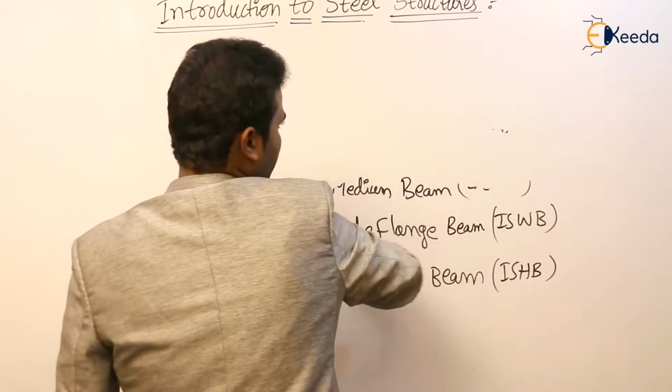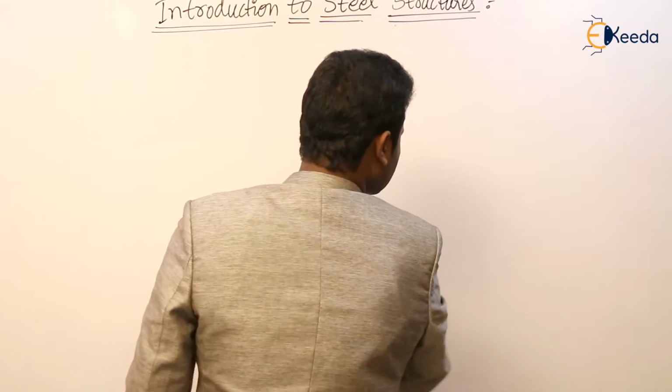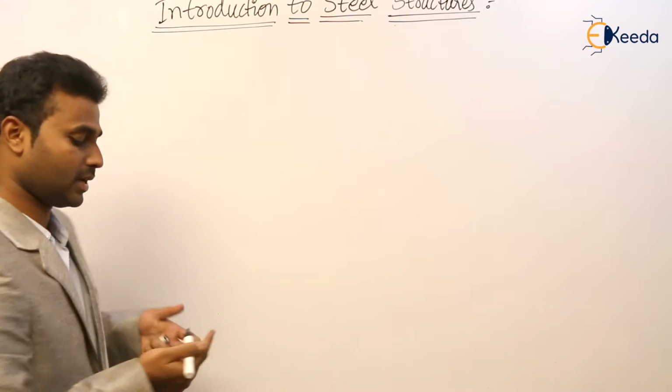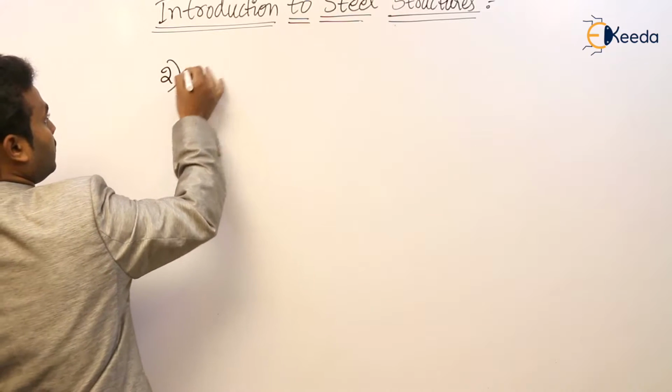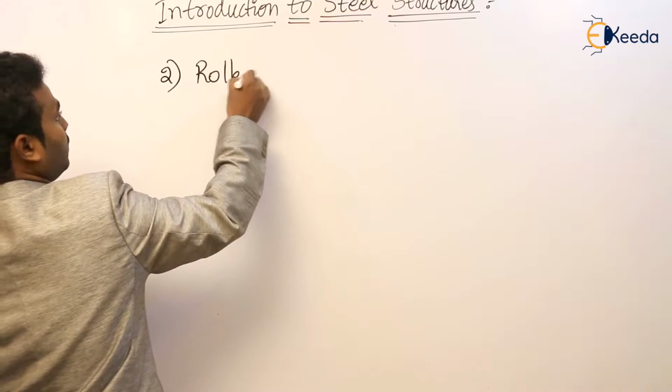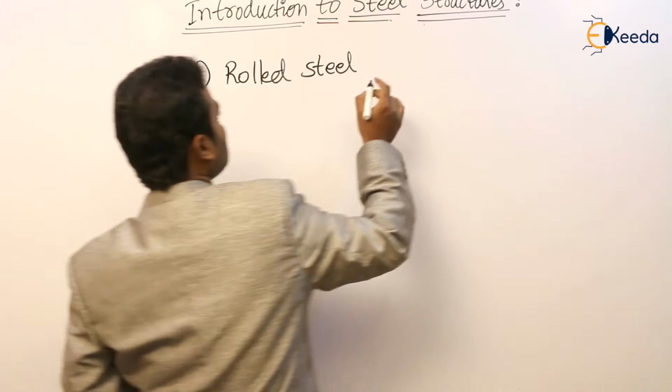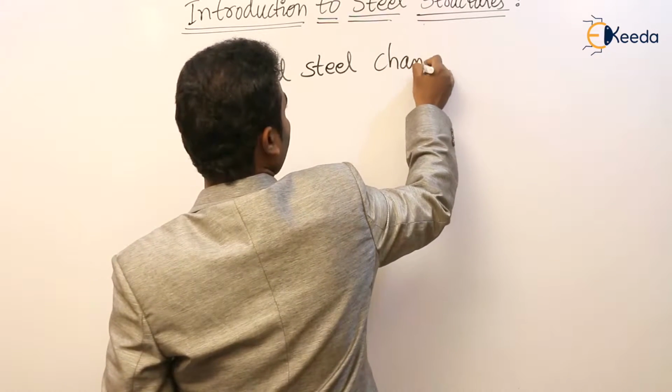Next, what is the next section in a row? The next section is the rolled steel channel section.